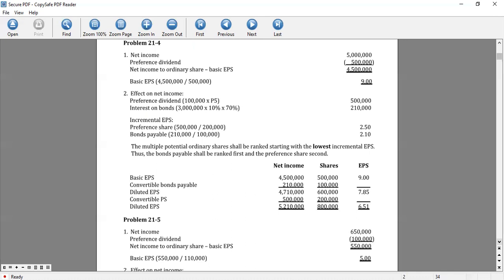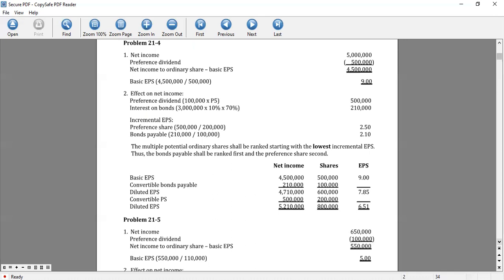So we have now the net income to ordinary of 4.5 million. That's the net income. And we have now your convertible bonds payable for 210,000. That's already net of tax. So we have now the converted shares, assuming that the bonds payable will be converted. They will be converted into 100,000 ordinary shares.